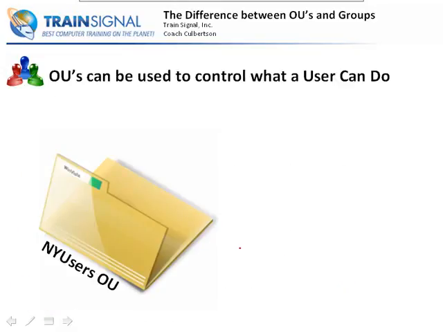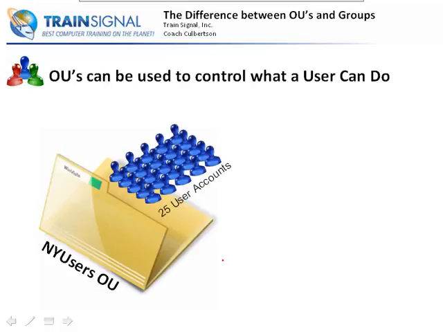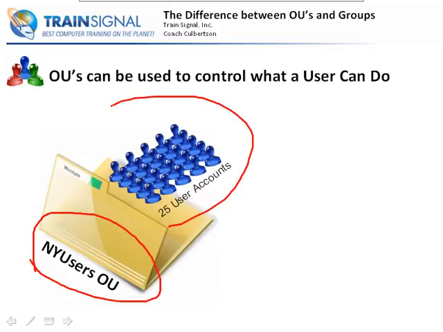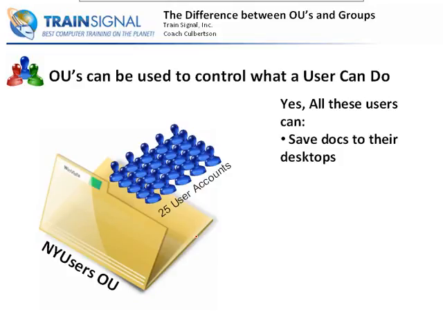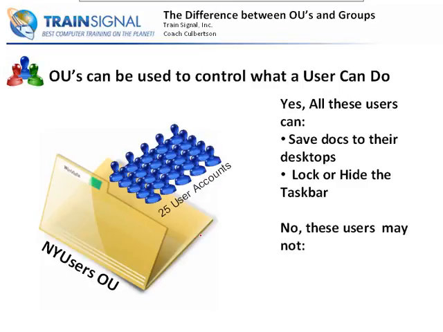Again, let's talk about the differences here. OUs can be used to control what a user can do. So let's say that in our NY users OU, we have 25 user accounts, and again, we actually have 26. We can use a tool called Group Policy, which we're going to talk about in another video in this series. But we can say, yes, all these users can save documents to their desktops, they can lock or hide the taskbar. We can determine what these users can and cannot do.